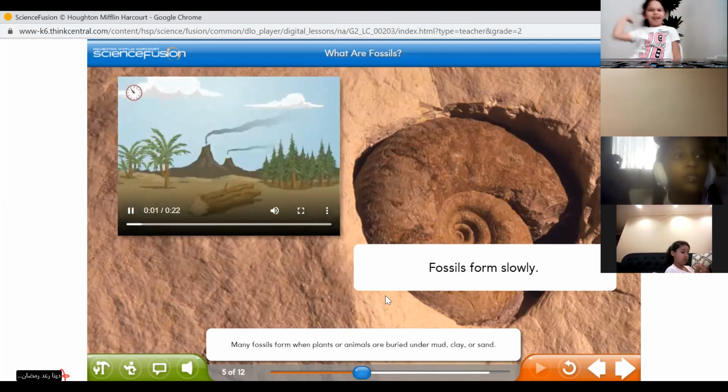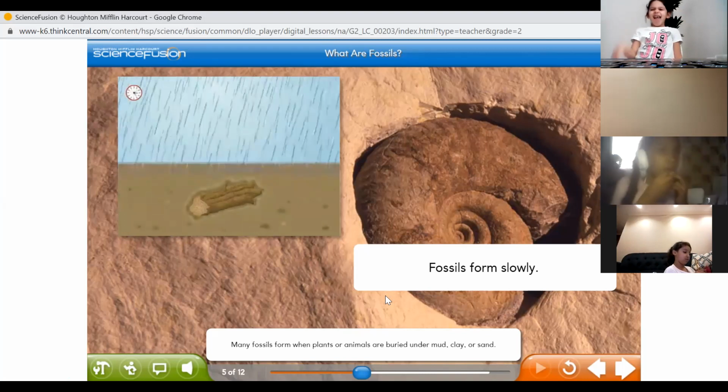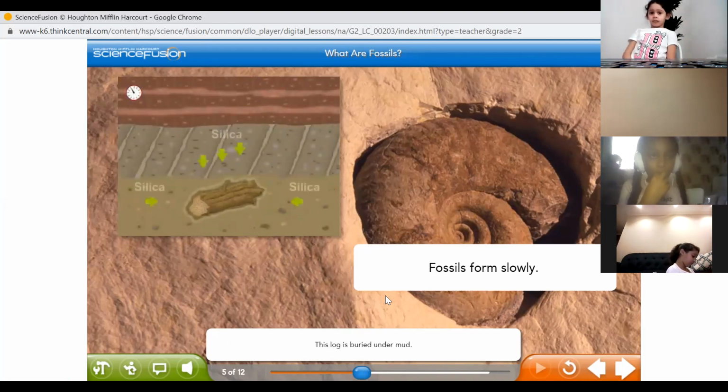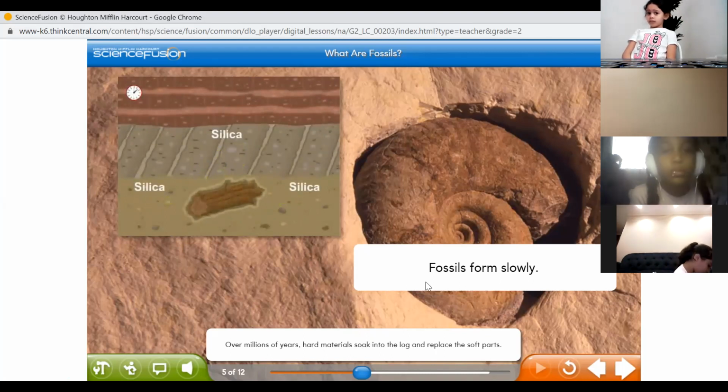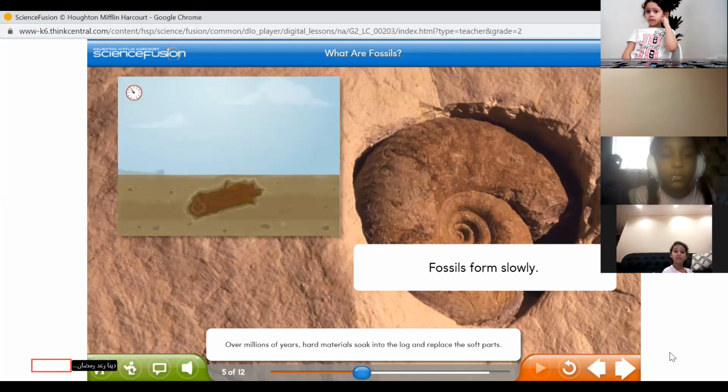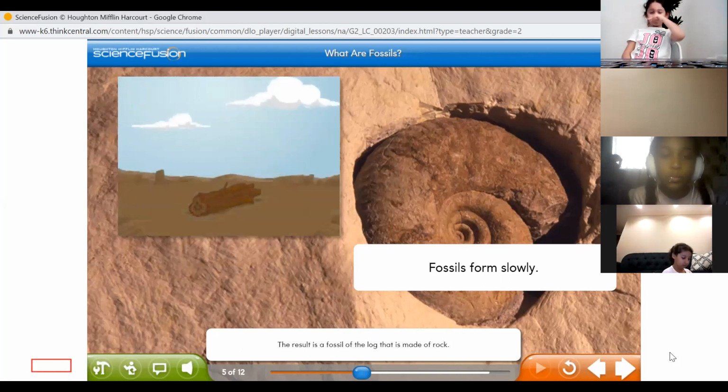Many fossils form when plants or animals are buried under mud, clay, or sand. This log is buried under mud. Over millions of years, hard materials soak into the log and replace the soft parts. The result is a fossil of the log that is made of rock. We call this process petrification.